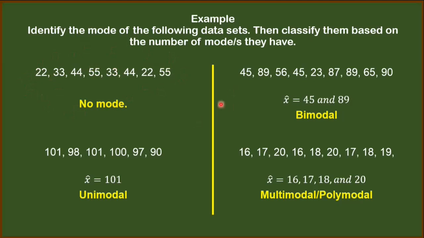So that's it for mode. As you may notice, the values of the mode always come from the dataset. For the ungrouped data, modes are always present in the dataset. So that's it for the mode.